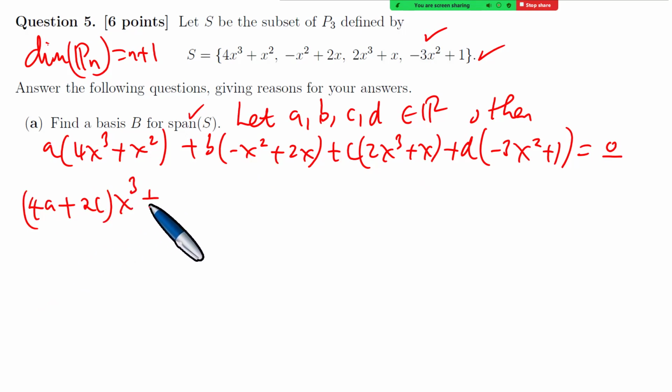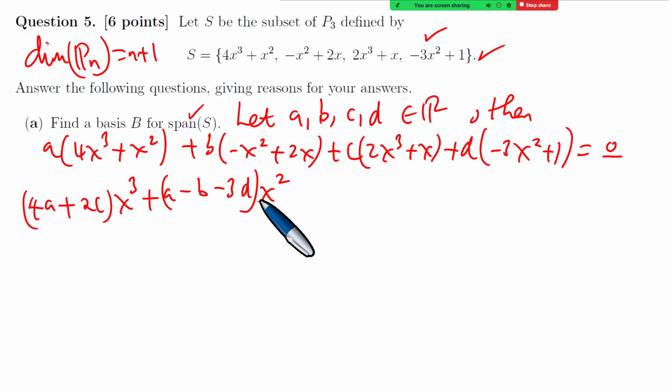And then what about the x squared? It's a minus b, and it should be minus 3d. So a minus b minus 3d. Well done, thank you. I'm just going back to the basics of linear algebra when it comes to bases. We write linear combinations, and this linear combination is what the span means.